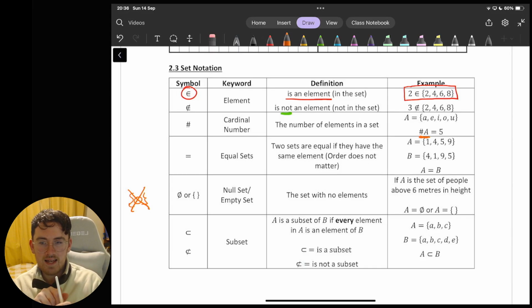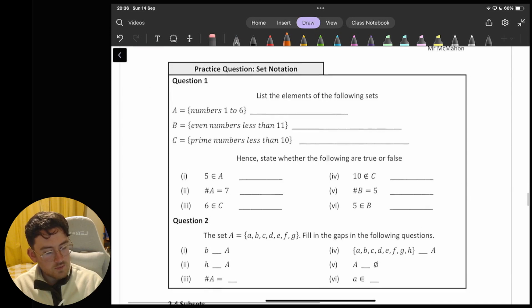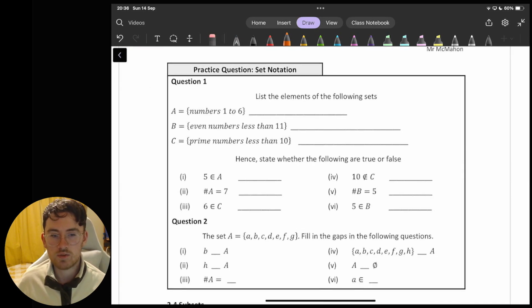So our symbol for element, our symbol for cardinal number, our symbol for equal sets, and then our symbol for the null set. So let's just get into some of the practice questions here on just working with those symbols.